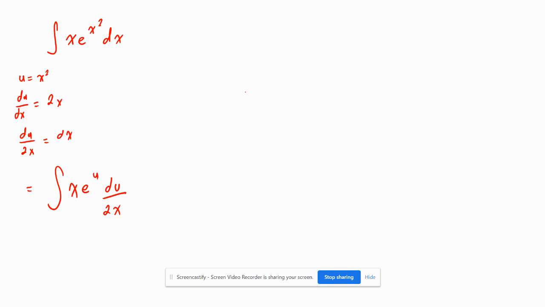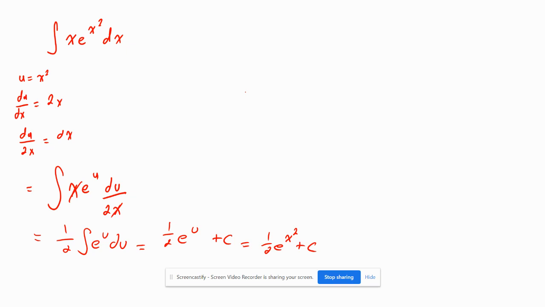So the whole thing about integration by substitution is that when we get to this step, the second part cancels out. So this ends up being 1/2 comes out, integral of e to the u du equals 1/2 e to the u plus c, which is 1/2 e to the x squared plus c.